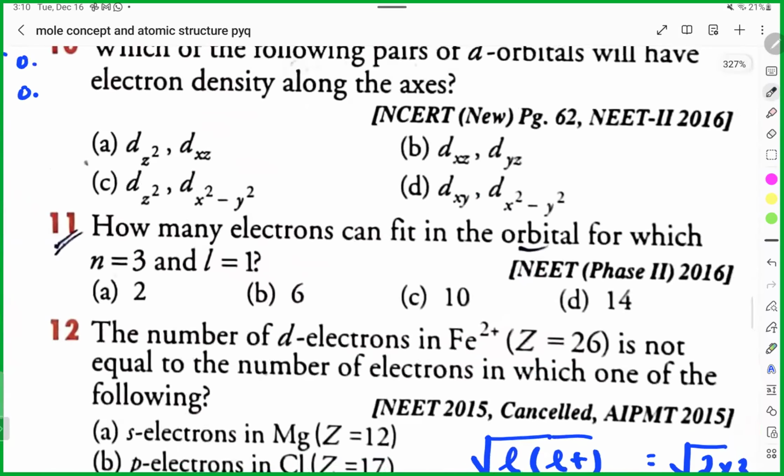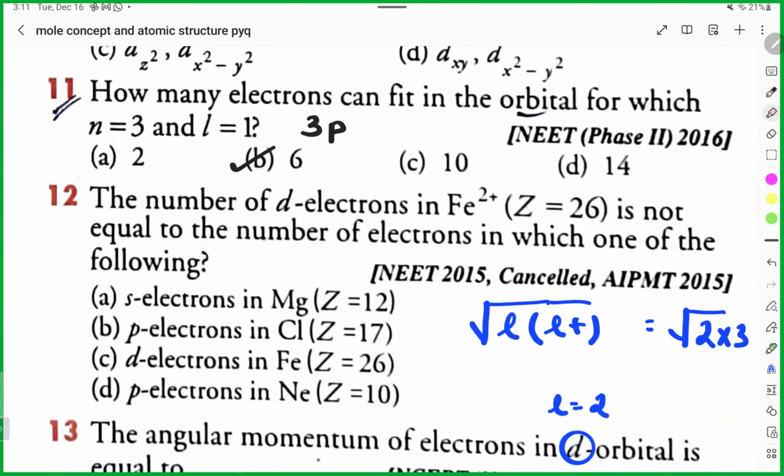Chandana, 11th question. How many electrons can be fit in the orbital where n value is 3, L value is 2? Can we say this will be 3p? Yes, sir. What will be the answer? 6 electrons. Done. N value first number, L value subshell, 3p. P always has 6 electrons. Done.